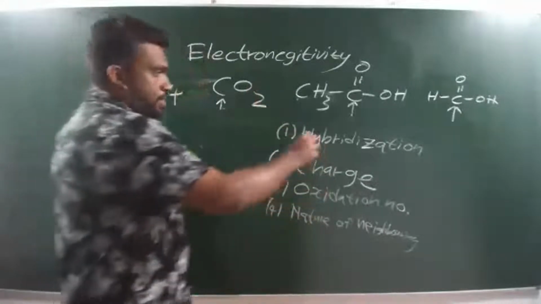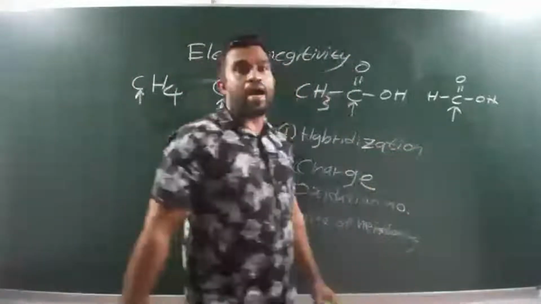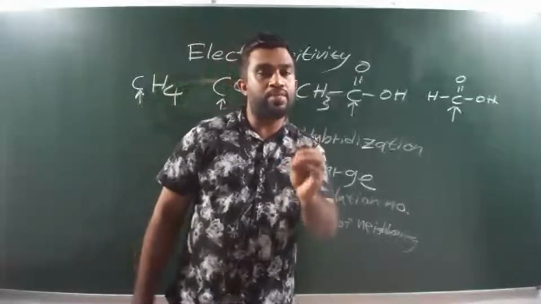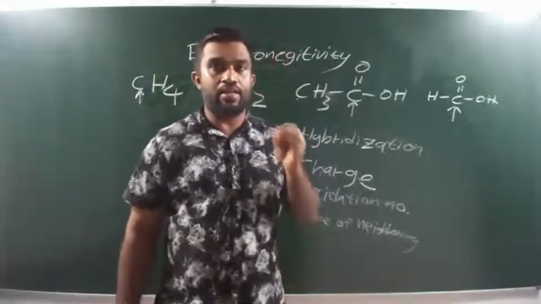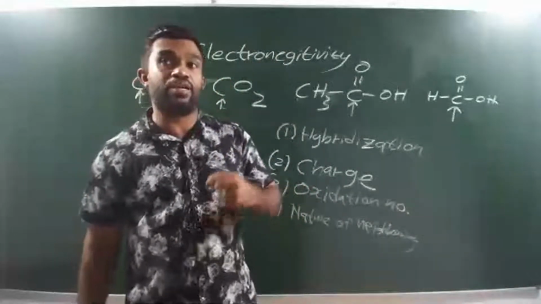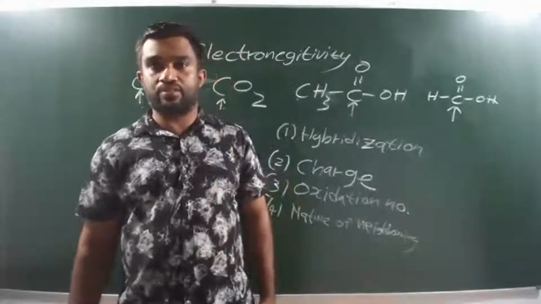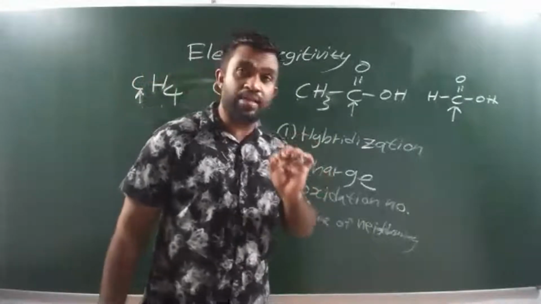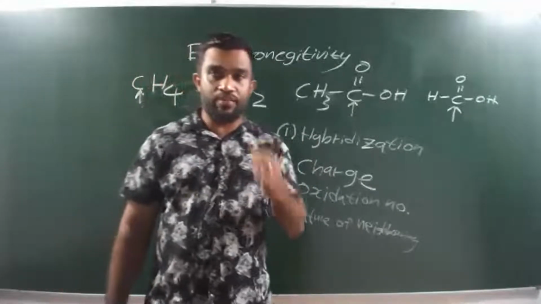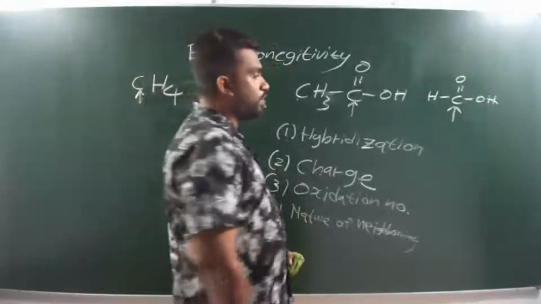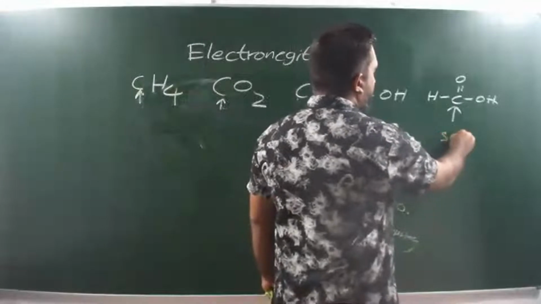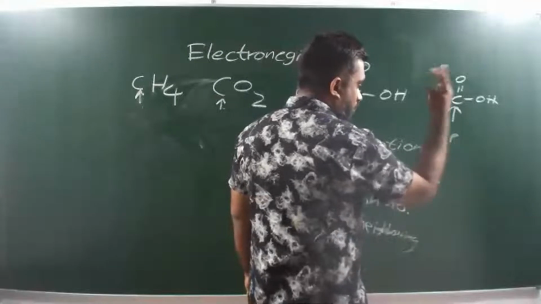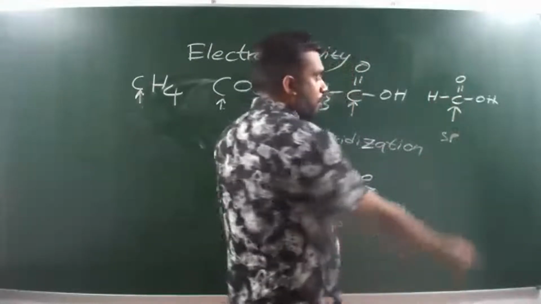Now let's talk about the hybridization. The S percentage of hybridization: when the S percentage of hybridization increases, the electronegativity will increase. So let's see, when we talk about sp hybridization, what is the percentage of S here? 50%. There are two hybridized orbitals and one is s.